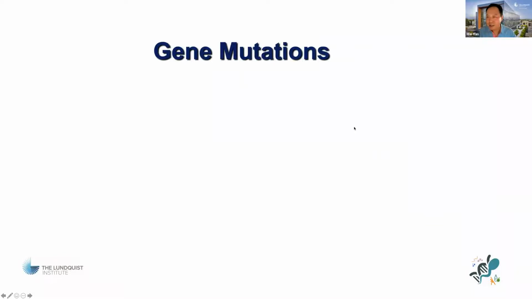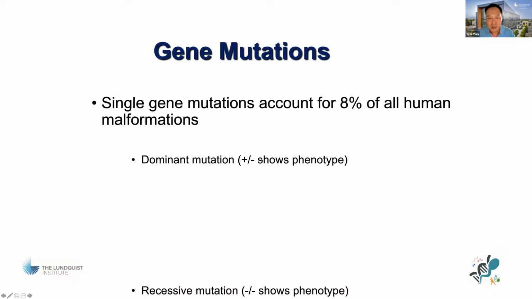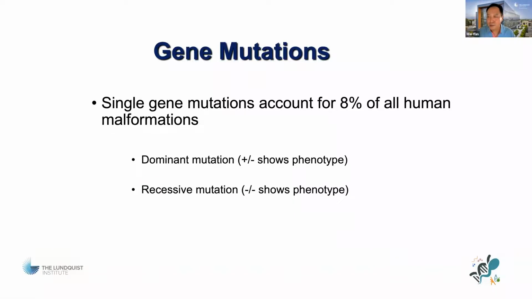So gene mutation, as I mentioned, is different from the structural and numerical changes that occur at the chromosomal level. Changes in genes can occur at the individual gene level. A single gene mutation actually accounts for 8% of all human malformations. Remember, you have two copies. For each gene you have two alleles, one paternal and one maternal, because you have paired chromosomes: one copy from mom, another from dad. If one copy has a mutation that disrupts function and shows the phenotype, it is called a dominant mutation. If you need two copies to lose their function simultaneously, that type of mutation is called a recessive mutation.